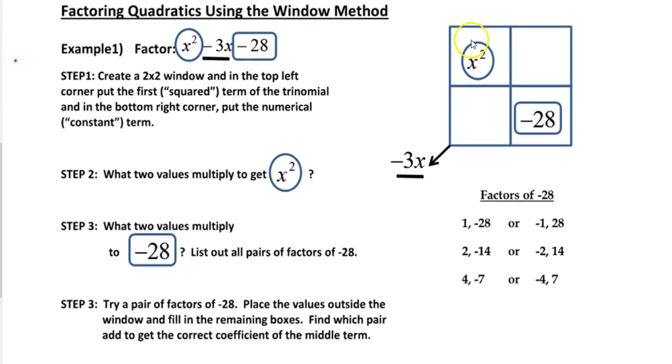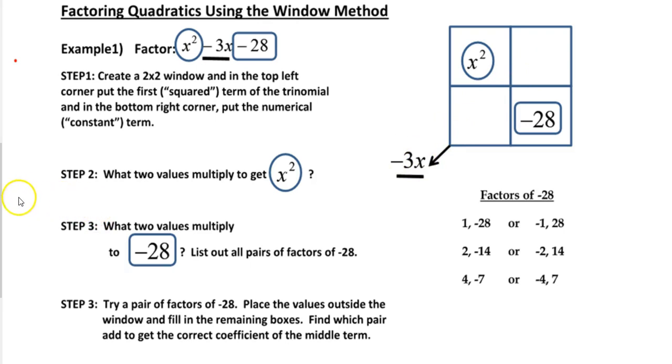Just like above, we're going to start out with a window, except we don't know what's on the sides. We don't know the dimensions. We do know what's inside. So we're going to place our x squared here and our minus 28 there. Those are always the placements for our squared and our constant term. The question is, what are the two terms here? We don't know yet. But we do know that they're going to add up to negative 3x.